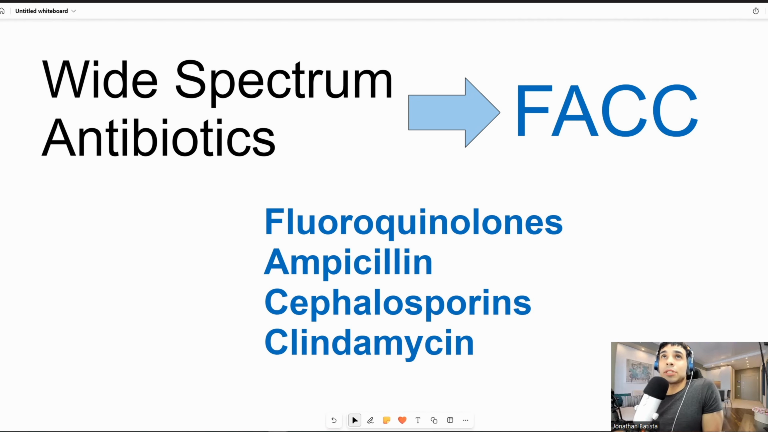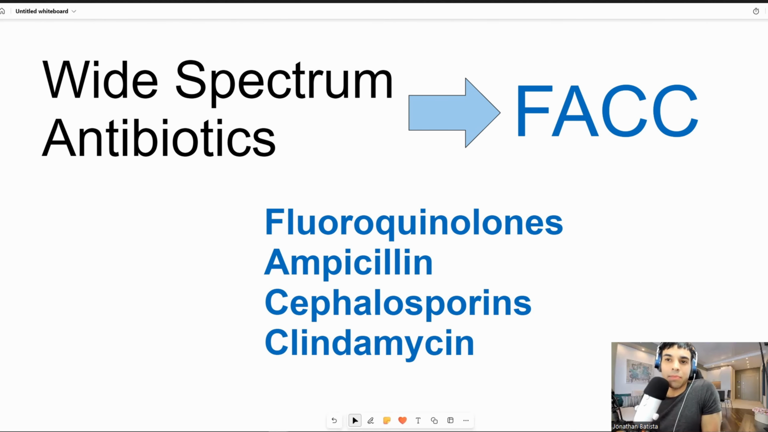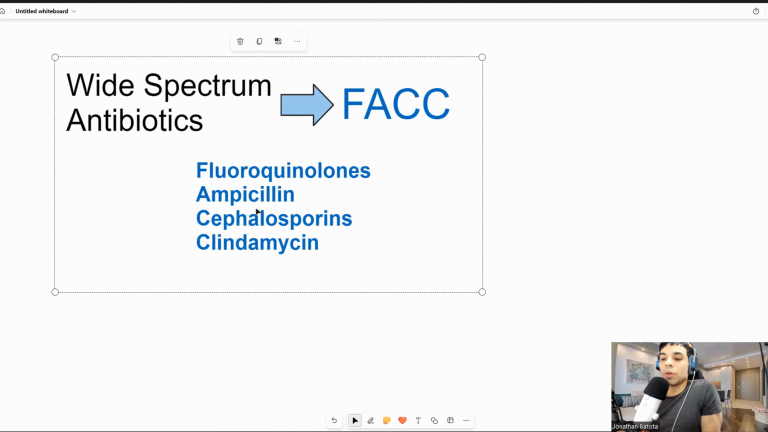So let's list the wide spectrum antibiotics just for this test. In real life, there are a lot of different types of wide spectrum drugs, but for this exam, this is the group that they like, the chosen ones, let's say. You also see this in First Aid whenever they talk about wide spectrum. You'll see FACC: fluoroquinolones, ampicillin, cephalosporins, and clindamycin, typically. Remember, clindamycin can be used for anaerobes.